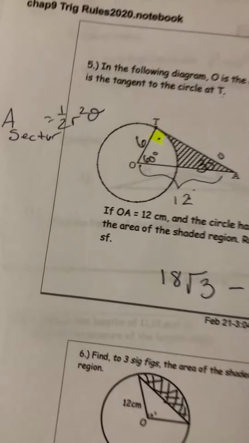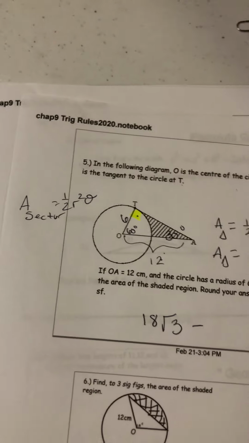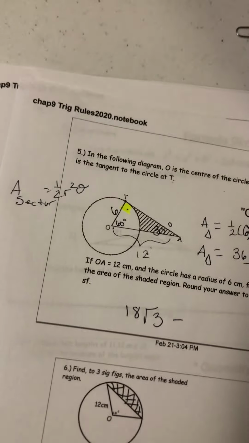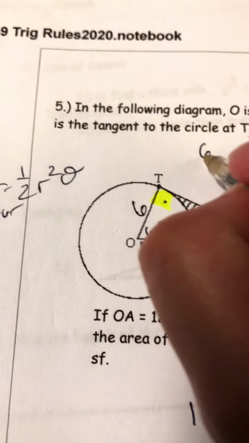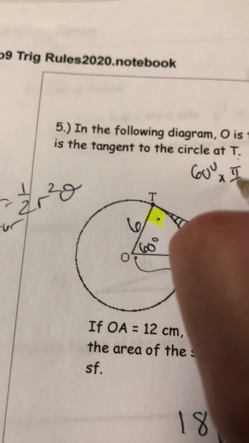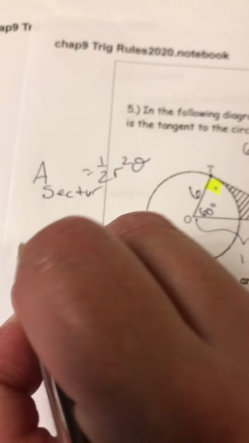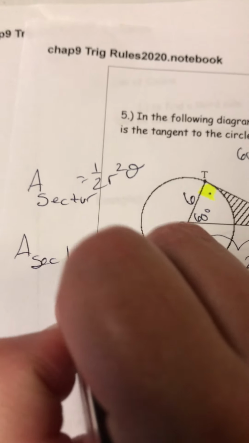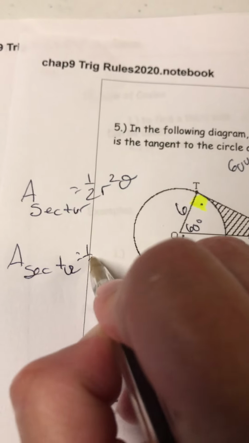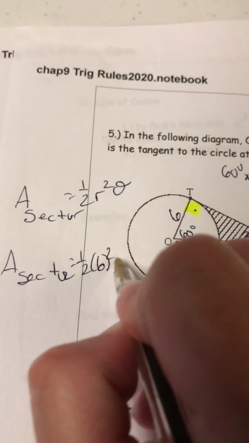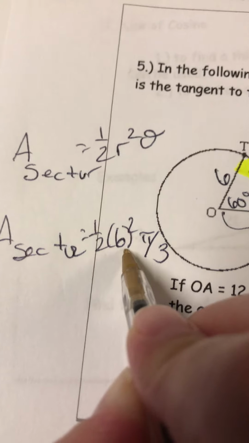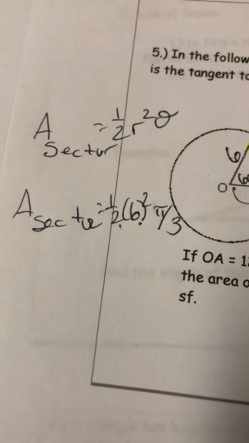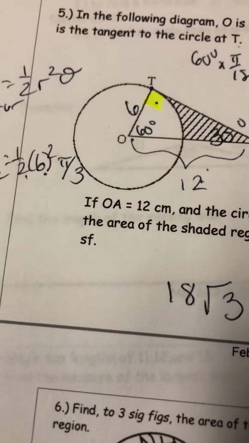However, do we use 60 degrees? And the answer to that is no. We need to convert 60 degrees into radians. So 60 degrees times pi over, oh yeah, that's right, pi over 3. So the area of my sector will equal 1/2 times 6 squared times pi over 3. 6 squared is 36, but half of 36 is 18. So we're going to get here 18 pi over 3.